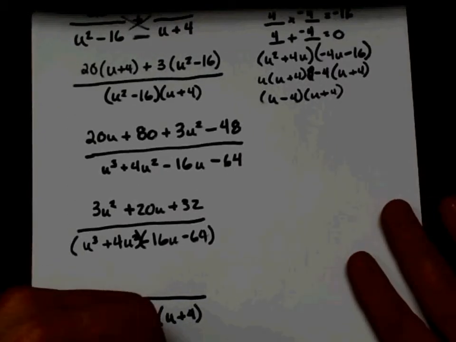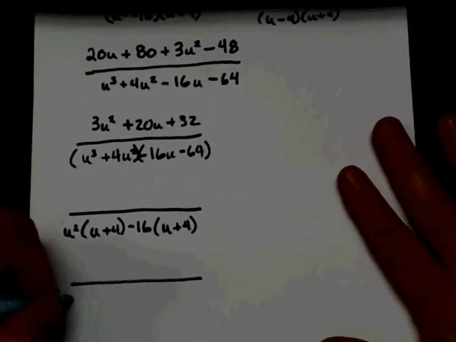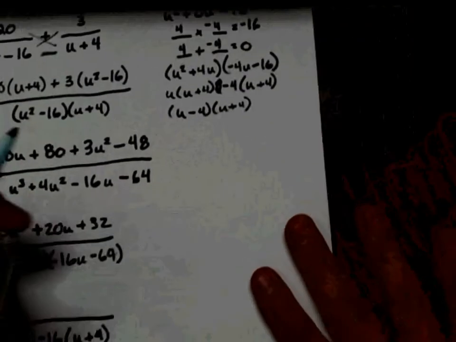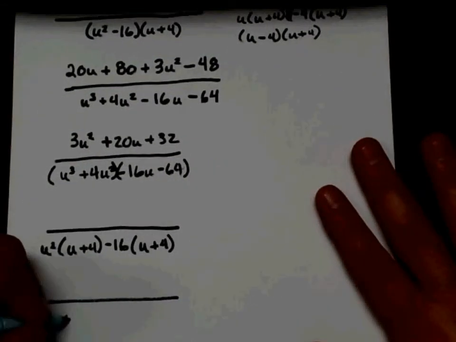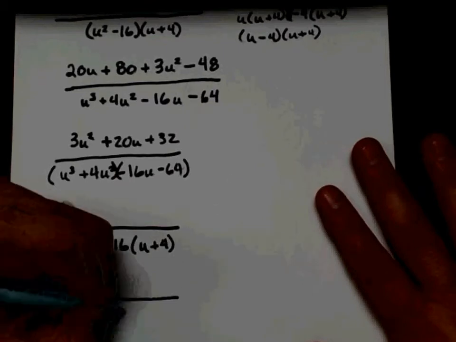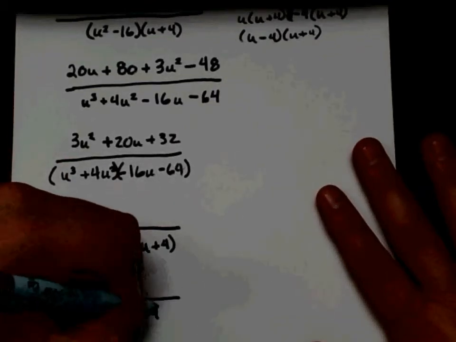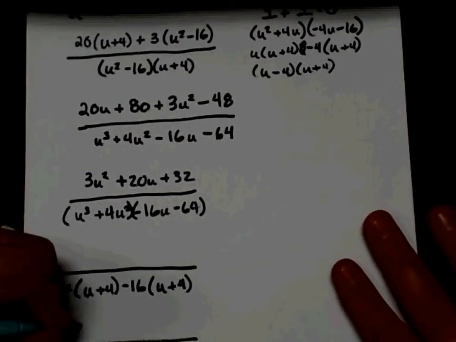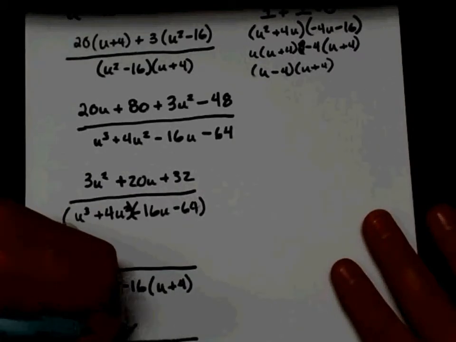This bottom can also factor, whether it's going to come into play here in just a minute, as u squared minus 16, which will be what we had up here at the top, u minus 4, u plus 4, and u plus 4. Here is still our numerator.